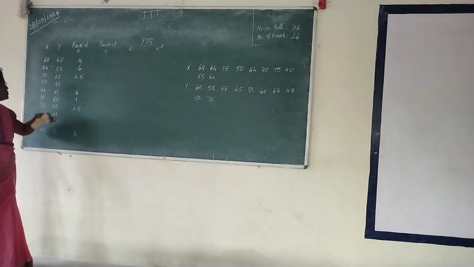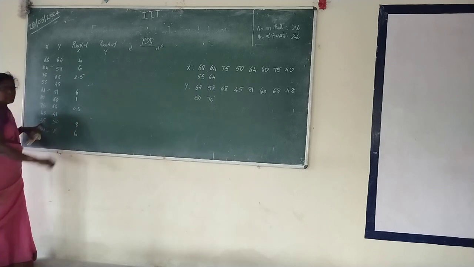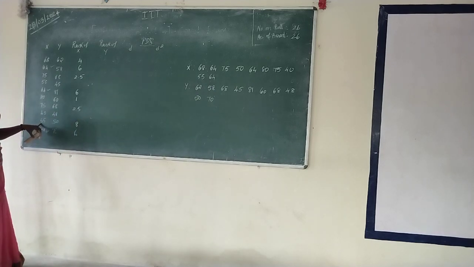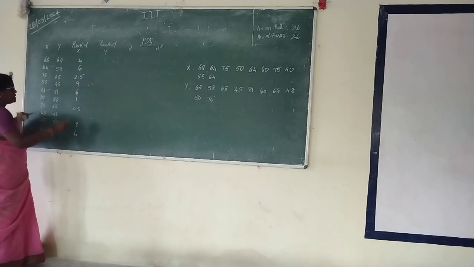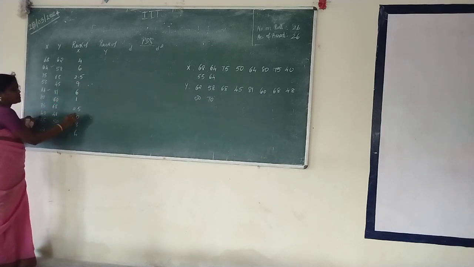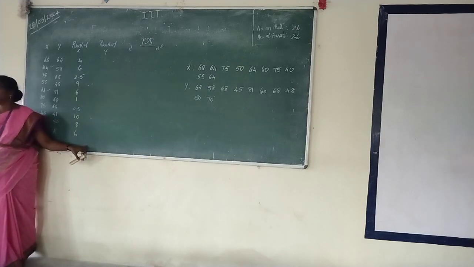What is the next value? 55. Only once? Yes. So 8. Next value? 50. Only once, so it is 9. Last value is 40, which will be given 10. Can you understand how to rank repeated values? Yes, ma'am. Any doubt in that?